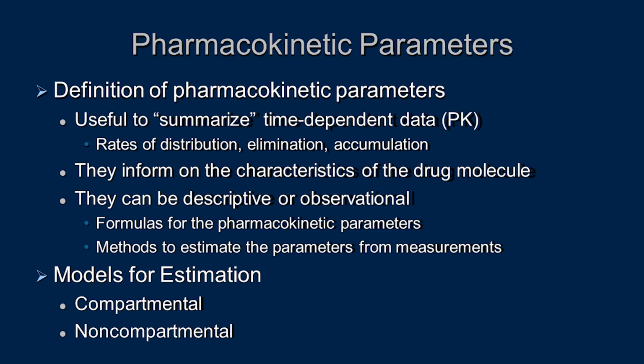A PK parameter is something that we can use to summarize what is a very complex behavior, time-dependent data, that is due to the interplay of rates of distribution, elimination, and accumulation. These parameters are informative on the characteristics of the drug molecule, and they can be descriptive or observational, or they can be quantitative. We'll actually see what the difference is between these in a few minutes. To estimate these parameters, we use mathematical models. The two important classes of these models are the compartmental modeling class and the non-compartmental modeling class.